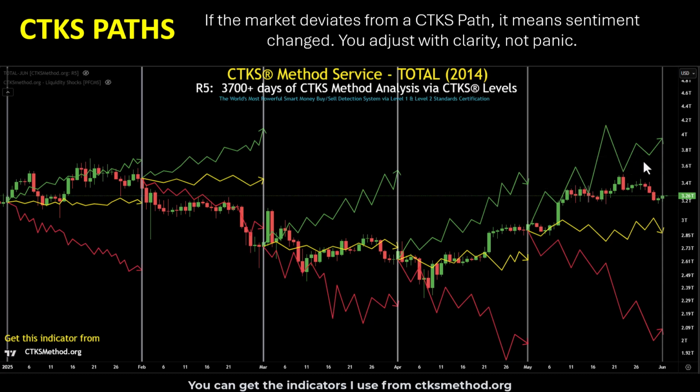The purpose of these CTKS paths is to help you to think in terms of 3 dimensions. You're not just thinking, oh, it must go up because last month was pretty good. It must just continue to go up. But what if it went down? That is a critical thing. A lot of people just don't think about it, so they're caught off guard. Being caught off guard inside the markets is very, very dangerous to your portfolio's health.